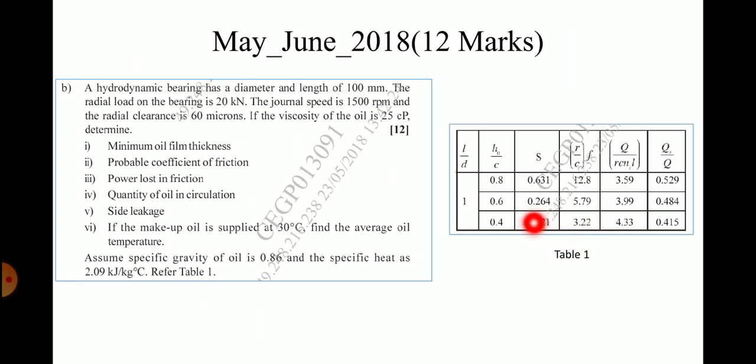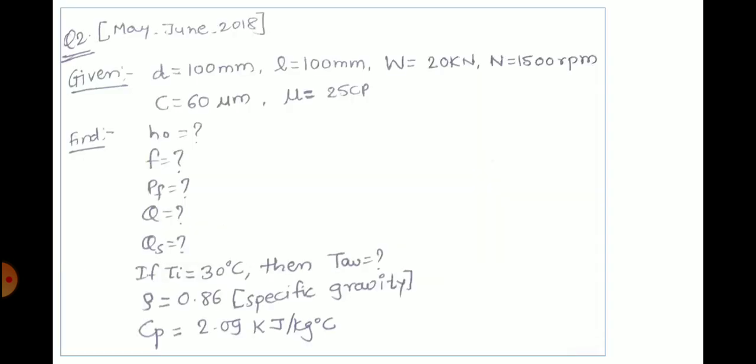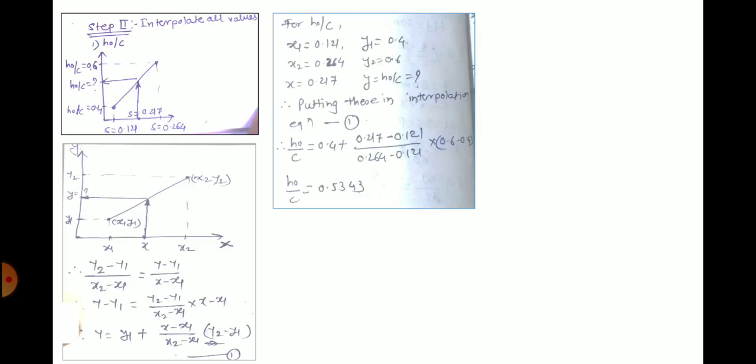So Sommerfeld number is 0.217. So for 0.121, what is my r by c? 3.22. For s is equal to 0.264, what is my r by c into f? That is 5.79. And in between 0.264 and 0.121, I am having the value 0.217. For the corresponding 0.217, what is the corresponding value of r by c into f? That I want to find out. Okay, let us find it out.